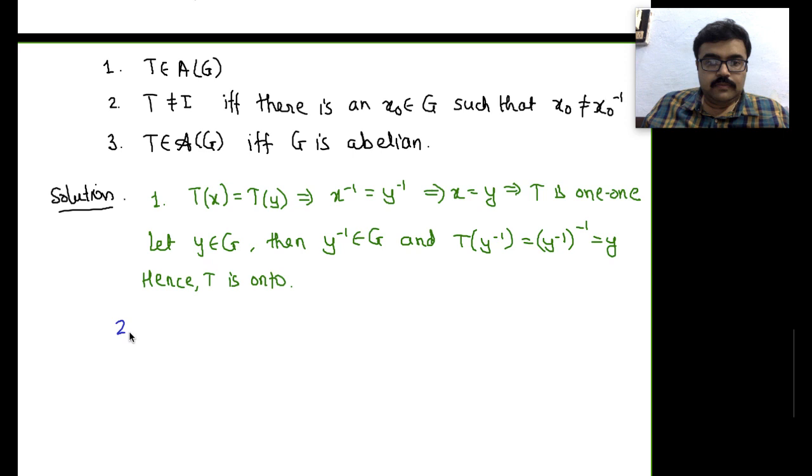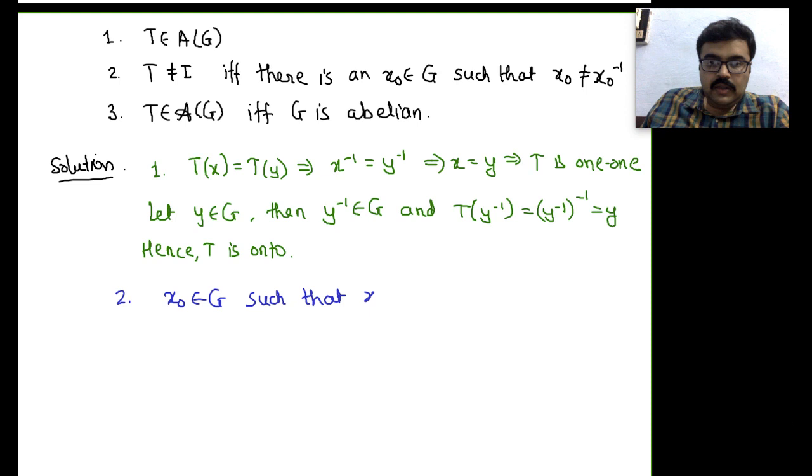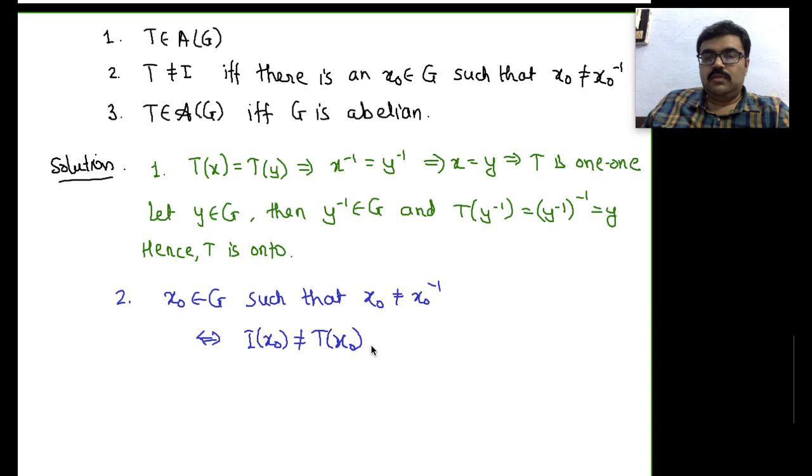Second: T is non-trivial if and only if there is an element which is not self-inverse, so X0 inverse is not X0. So we start with, suppose X0 belongs to G such that X0 is not equal to X0 inverse. What does this mean? I of X0 is not equal to T of X0, because T of X0 is X0 inverse and I of X0 is X0. So for this X0, these two maps are not the same. So I is not equal to T. This proves the second one.